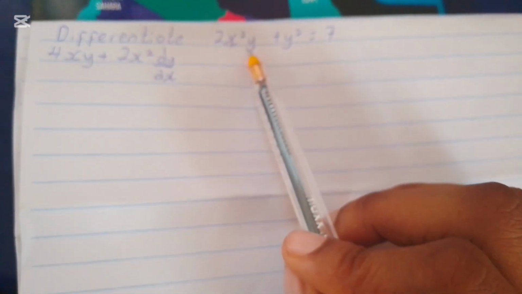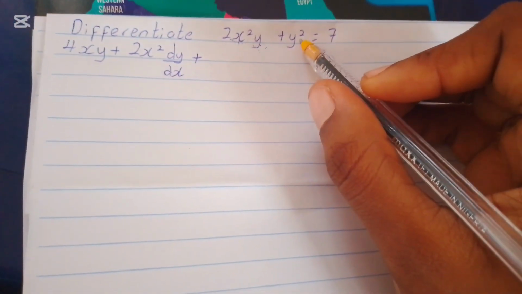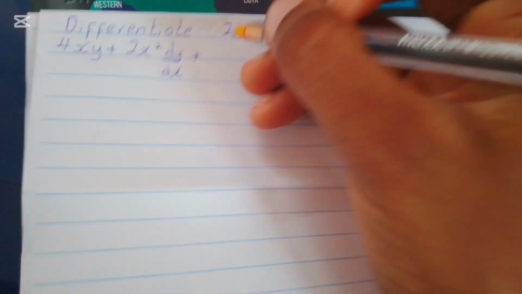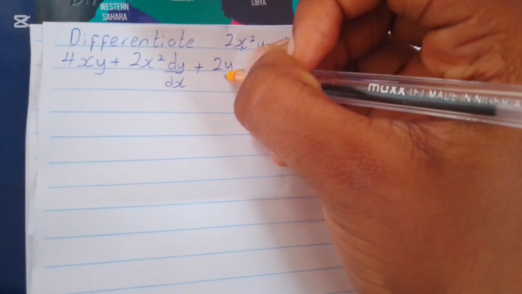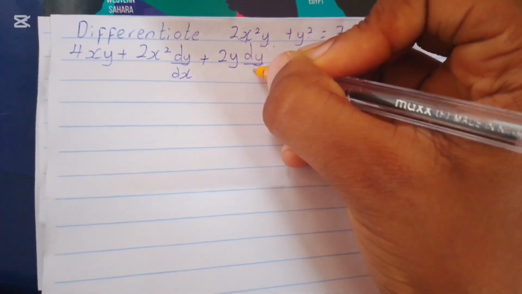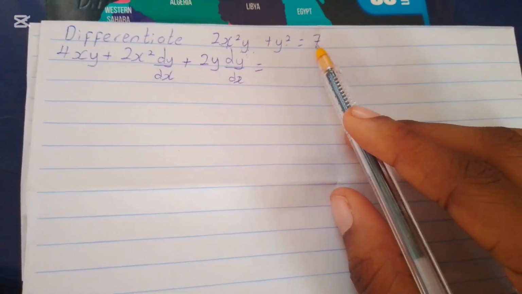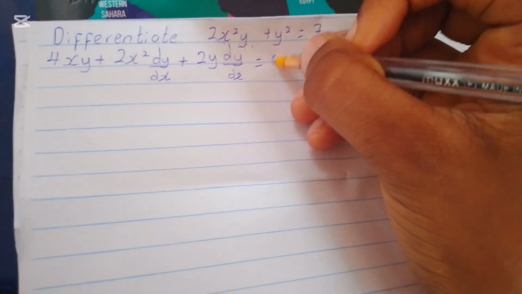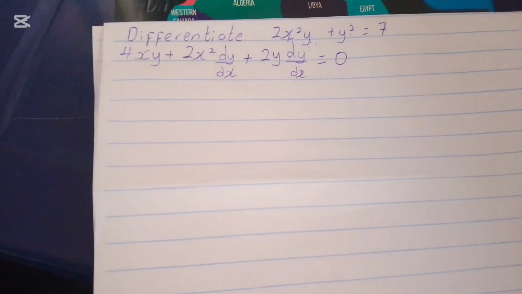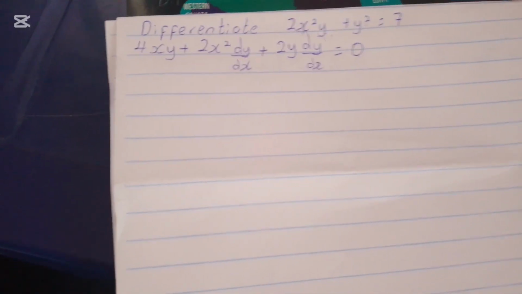Now, move over to the other parts. Plus, we have y squared here. Differentiation of y squared will give us 2y. But remember, it's differentiation of y, so you attach dy by dx. This is equal to 7. Derivative of a constant will give us 0. So now that you've differentiated, you have to make dy by dx the subject of the formula.